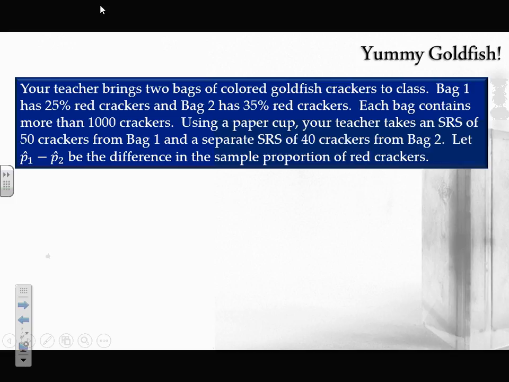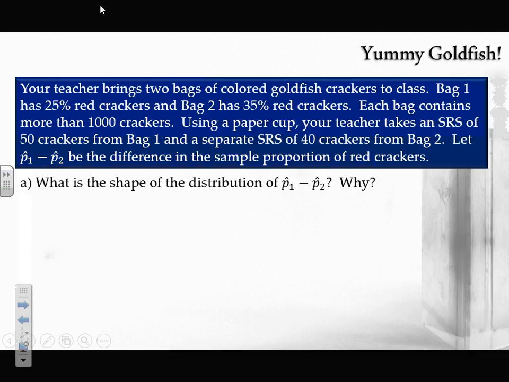So basically what we're asking here is if we were to do this over and over and over again. If we were to take that paper cup and take an SRS of 50 from bag 1, take an SRS of 40 from bag 2, and then we did that process over and over again, what would our distribution look like? So when we actually do the difference between the two proportions that we calculate, what is the overall distribution going to look like? So, what would the shape of my distribution look like and why?